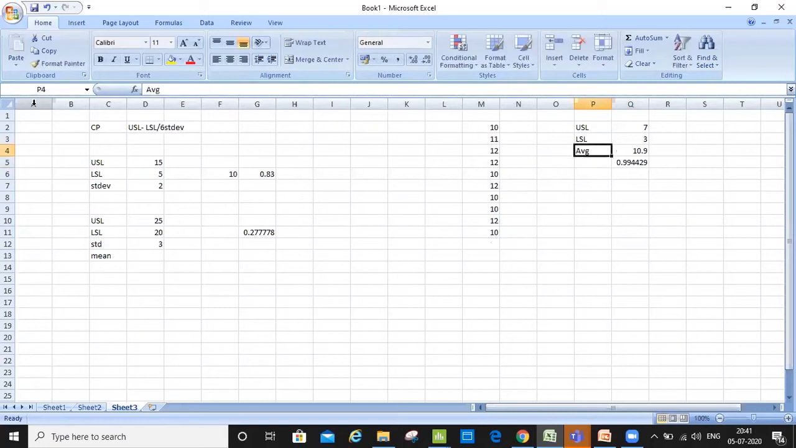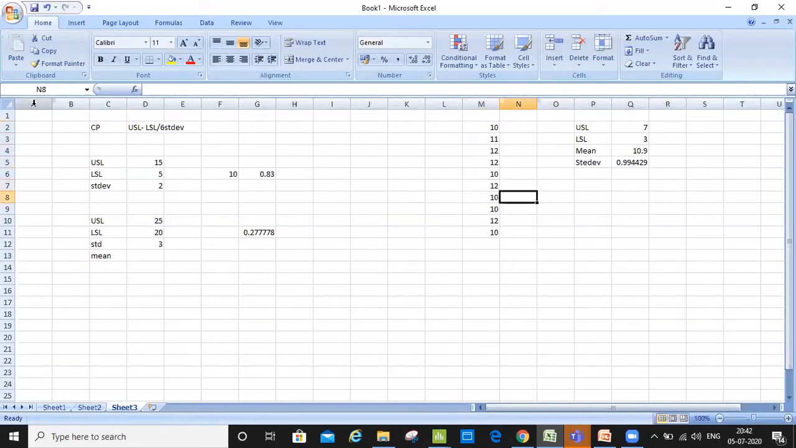But here the data values are around 10 to 12, right? I have purposefully made it like this to make you aware of what comes out. This is my real numbers, this is my performance, and this is my customer requirement. My customer wants it to be between 3 and 7, and every time there is a defect. Let's see how much CP I will be able to calculate. Then I'll change the numbers and see.